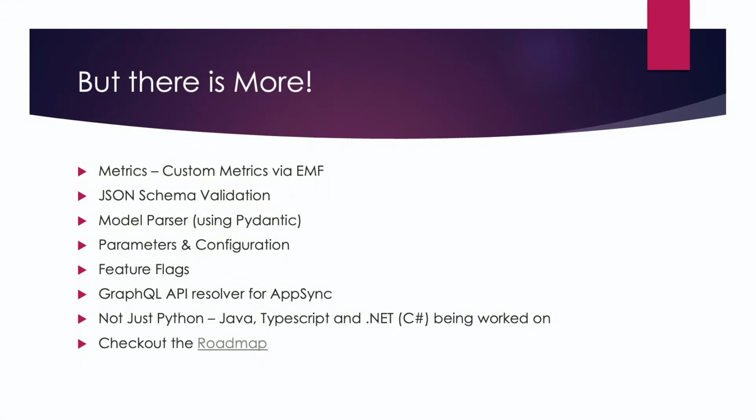Java originally was where it started with AWS Lambda Powertools. It came to Python. TypeScript is currently in development. Logger, Tracer and Metrics are coming out. The release candidate is end of July, end of this month. That should be out. And .NET is currently on the roadmap and being worked on.